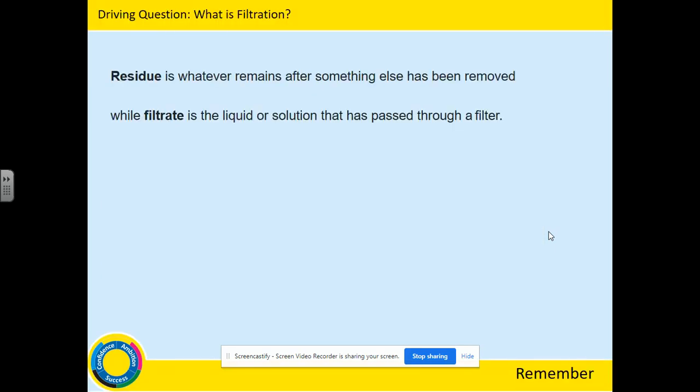Now, key terms that you must remember. The residue is whatever remains after something else has been removed, while filtrate is the liquid or solution that has passed through the filter. Again, the residue is whatever remains after something else has been removed, while filtrate is the liquid or solution that has passed through a filter.